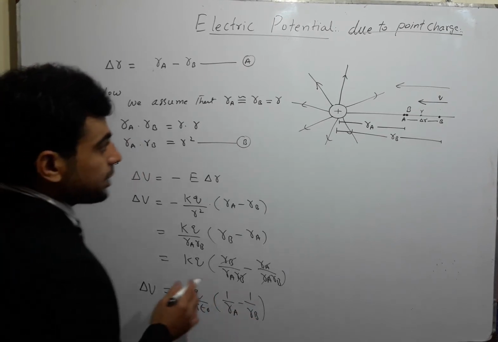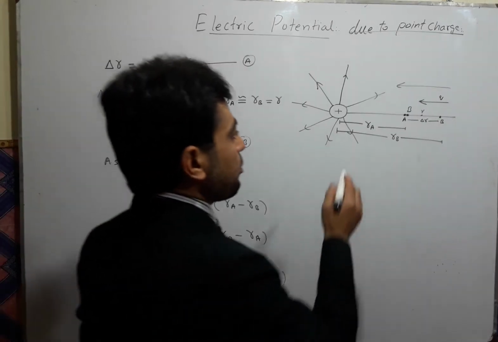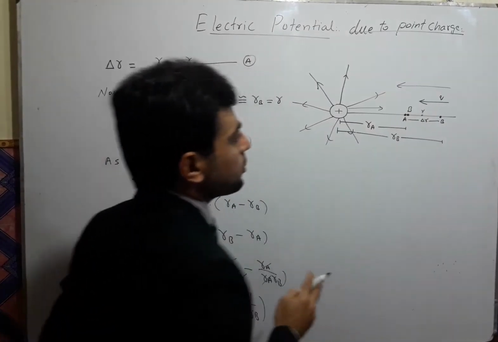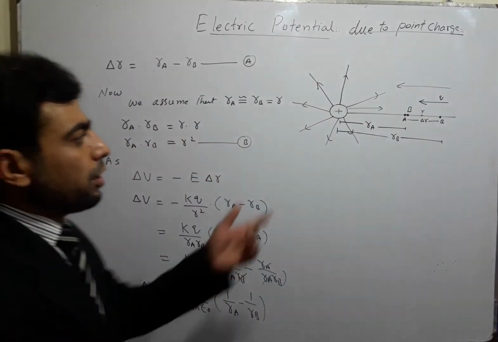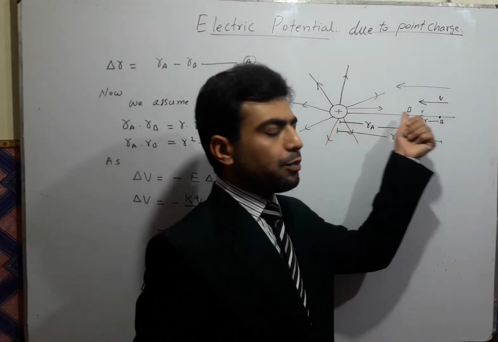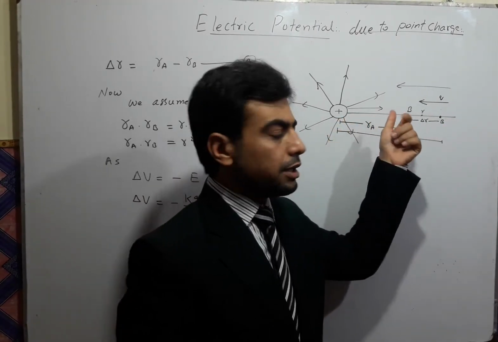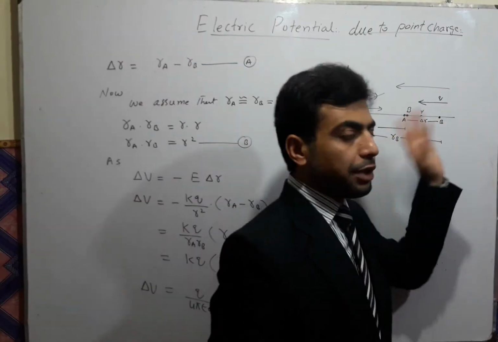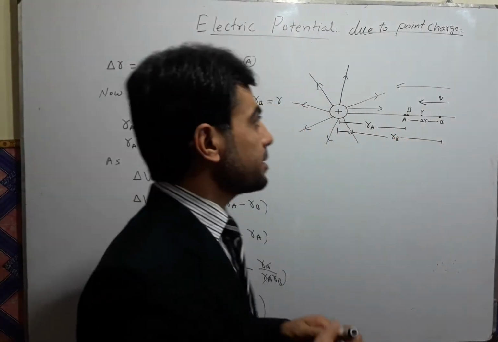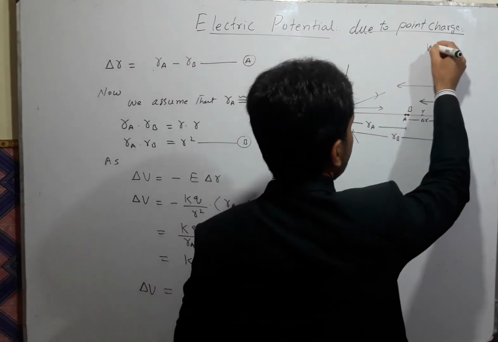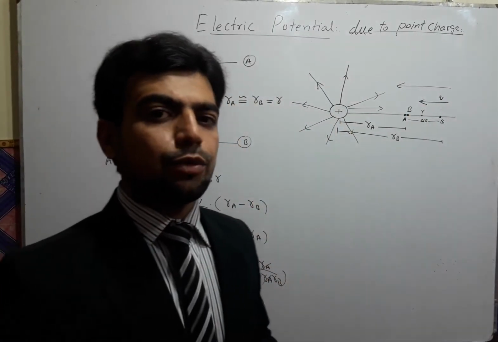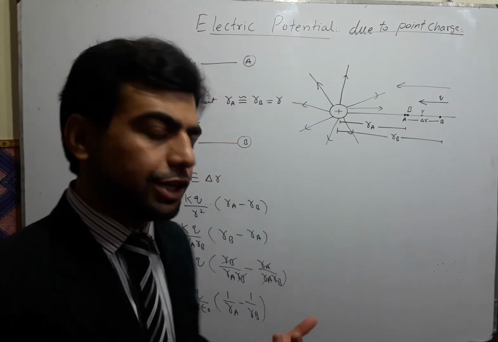Here, for the change in potential, if we are moving away from the point charge, then the potential at A is higher and the potential at B will be lower, because we also discussed that if we are moving away from the charge, then the potential always decreases.